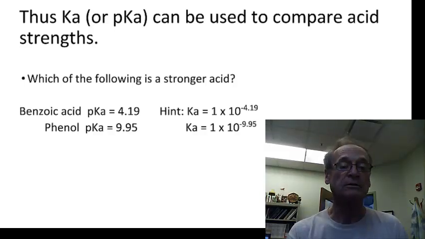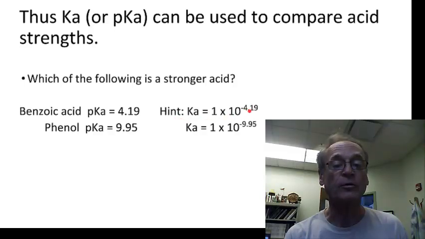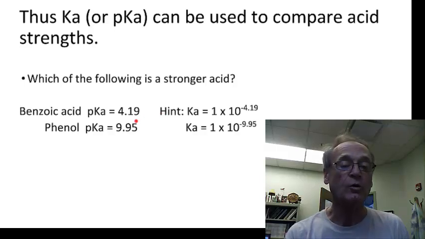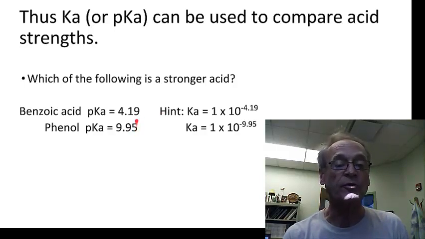So just for a quick quiz, which is a stronger acid? Benzoic acid with a pKa of 4.19 or phenol with a pKa of 9.95. If the pKa is 4.19, the Ka is 1 times 10 to the minus 4.19. If the pKa is 9.95, the Ka is 1 times 10 to the minus 9.95. That's a smaller number, and therefore a weaker acid. So the stronger acid is the benzoic acid, which we would have predicted anyway based on the simple rule that the smaller the pKa, the stronger the acid.